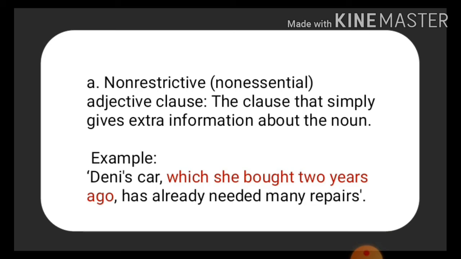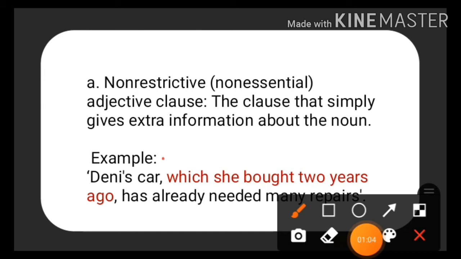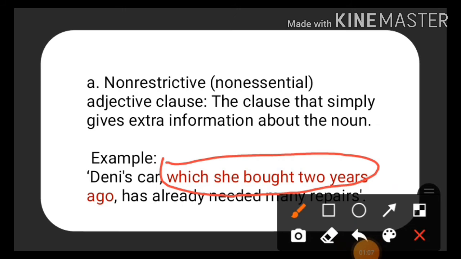Okay, to make you understand this more, let's take a look at the example. Danny's car, which she bought 2 years ago, has already needed many repairs. Jadi di sini non-restrictive adjective clause-nya itu adalah which she bought 2 years ago. Which she bought 2 years ago ini merupakan non-restrictive adjective clause, di mana fungsinya dia itu memberikan informasi tambahan terhadap noun. Nounnya di sini adalah Danny's car, mobilnya Danny. Dia itu memberikan informasi tentang nounnya ini.